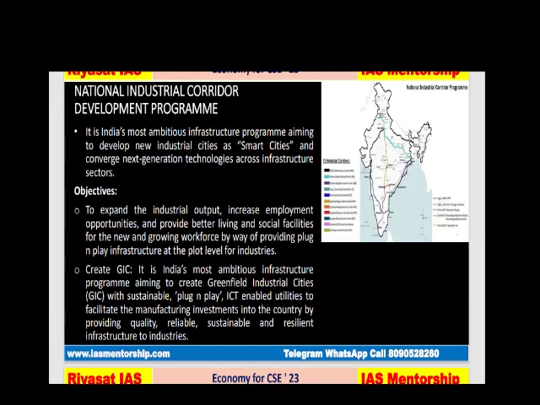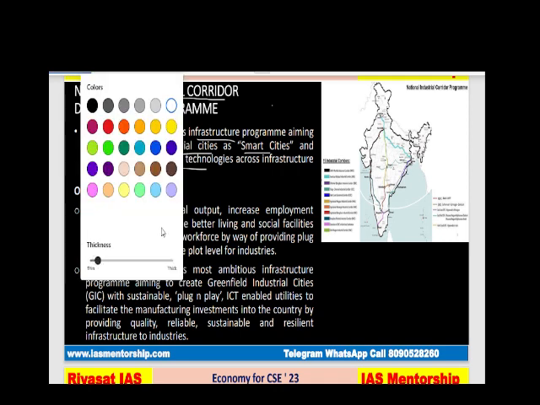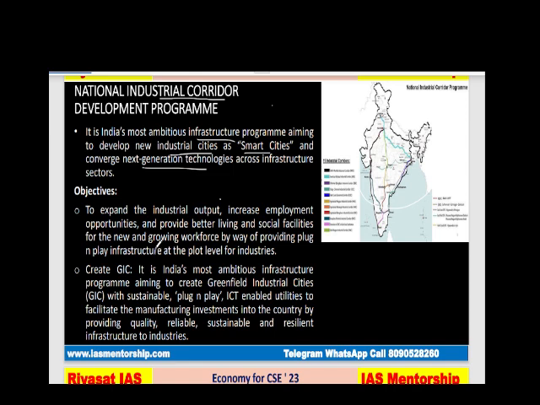Okay. So next topic is your National Industrial Corridor Development Program. Basically, as the word is saying, National Industrial Corridor, it's aimed to create a corridor at the national level. It is the most ambitious infrastructure program, which will aim to develop new industrial cities, which are known as your smart cities, which will have next generation technology in all types of infrastructure, focusing on advanced technology.